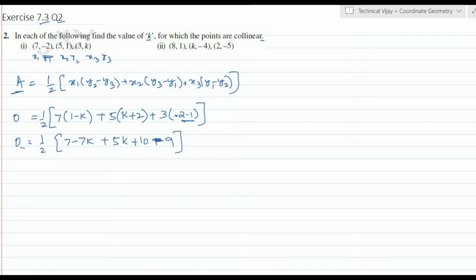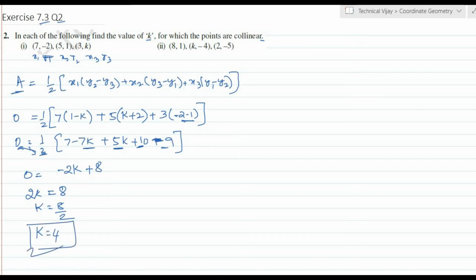So this 2 cross multiplication, this will become 0. So 0 is equal to, see here, minus 7k plus 5k, this is minus 2k, and here plus 9 minus 9, this is plus 1 plus 7 is equal to plus 8. So minus 2k becomes 2k is equal to 8, k is equal to 8 by 2, so k is equal to 4. For this value of k, all these points are collinear. Okay, so now we'll go for the second one.